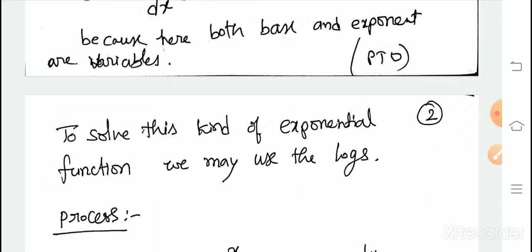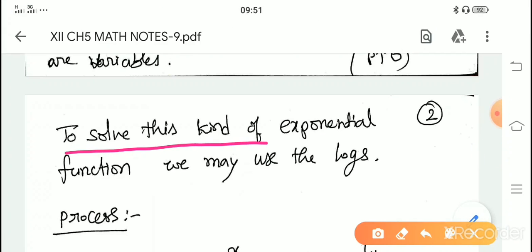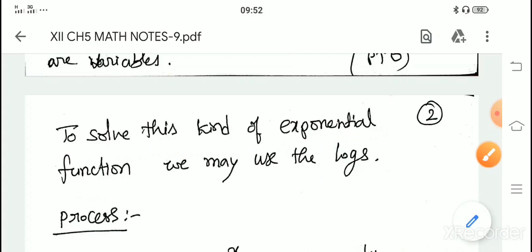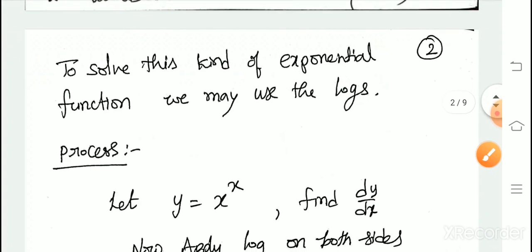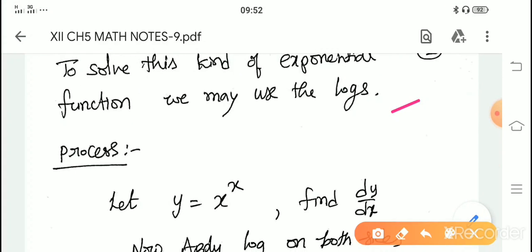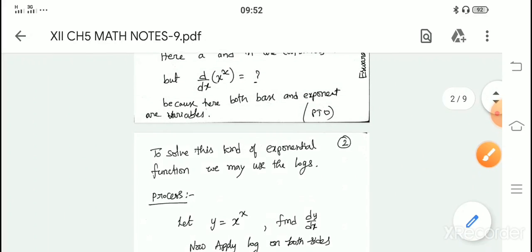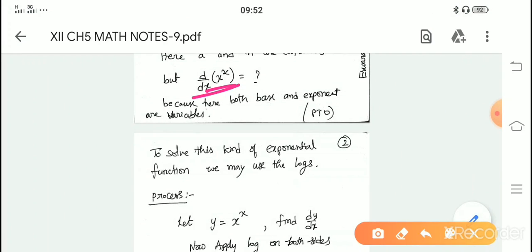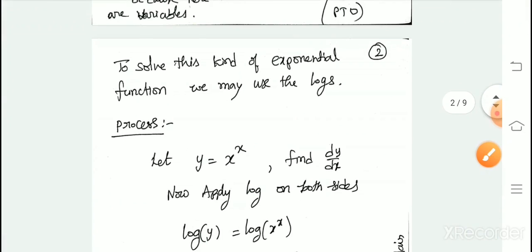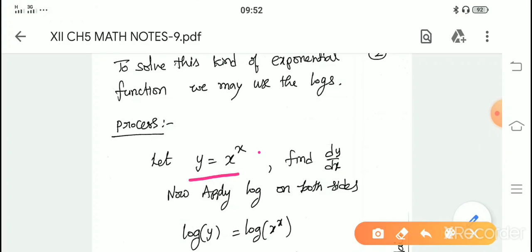To solve this kind of exponential function, meaning variable power variable exponential functions, we may use logs. How to use the logs process? First, take the given function as y. What is the given function? x power x. First, take the given function as y is equal to x power x.